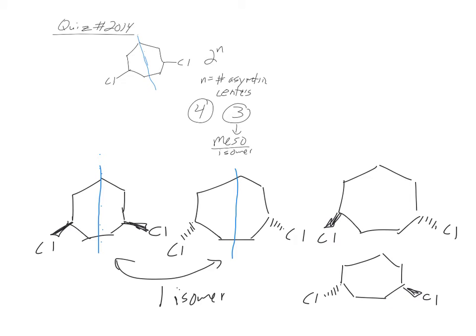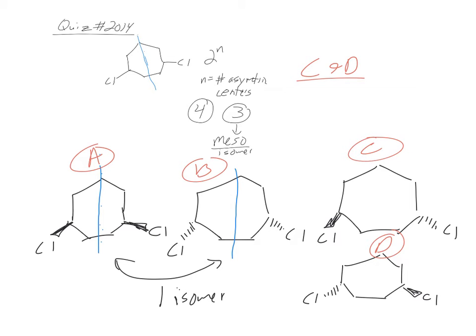If I labeled these all as A, B, C, and D, right? C and D are what to each other? They are enantiomers. Everything's opposite. What about C and B? What are they to each other? They're diastereomers. What about A and B? What are they to each other? They're identical, right?